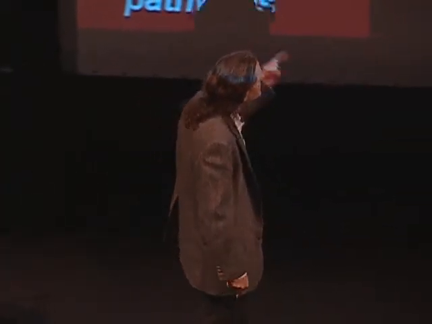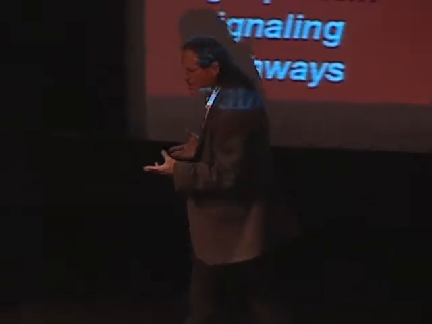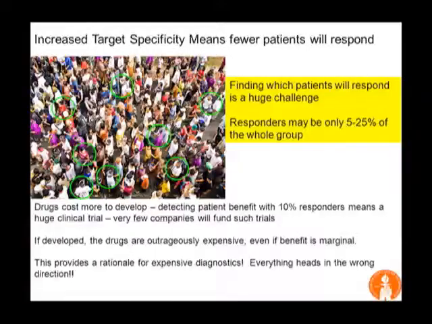But as a consequence of that selectivity, they affect smaller and smaller fractions of the patient population. And it turns out finding who are going to be the responders from the non-responders is a huge challenge. And in fact, it's not always, given current technologies, possible to do that. And you might have responders that are, you know, 25% would be good, 10% might be typical.